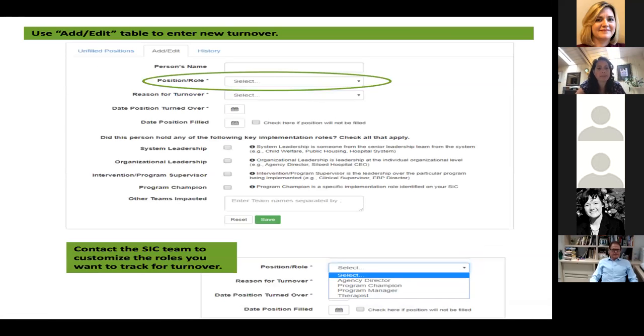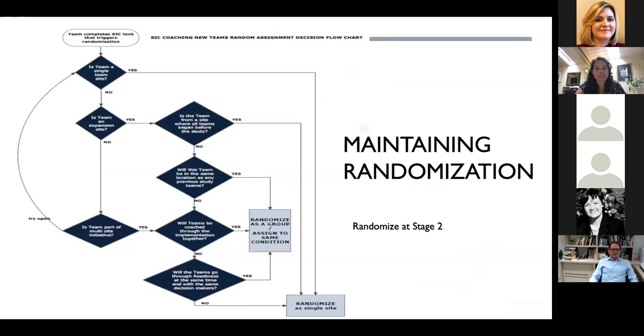We also have a way to be able to track turnover and when turnover happens in the implementation so that we're able to see how turnover in different roles and positions is impacting the different implementations.